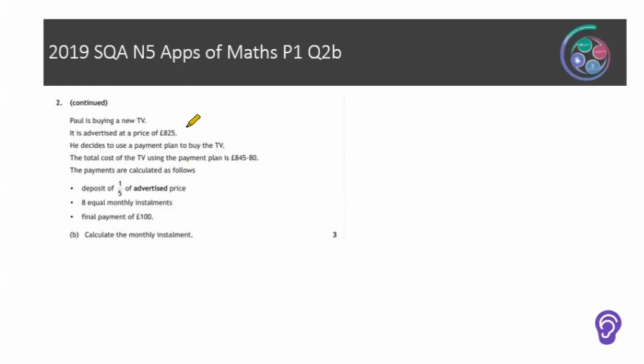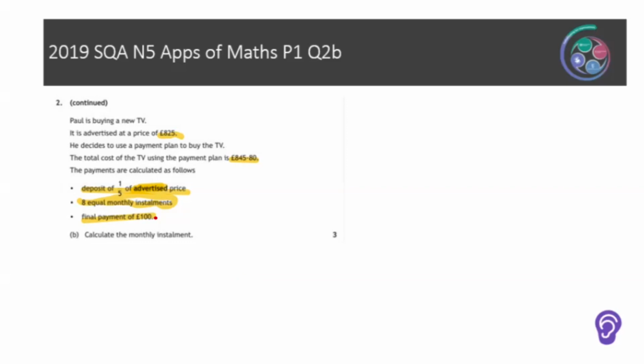So going through that again, Paul is buying a new TV. It is advertised at a price of £825. He decides to use a payment plan to buy the TV. The total cost of the TV using the payment plan is £845.80. The payments are calculated as follows. Deposit of 1/5 of the advertised price. Advertised is there in bold, so that's important. Again, 8 equal monthly instalments, and a final payment of £100, and we have to calculate the monthly instalment.